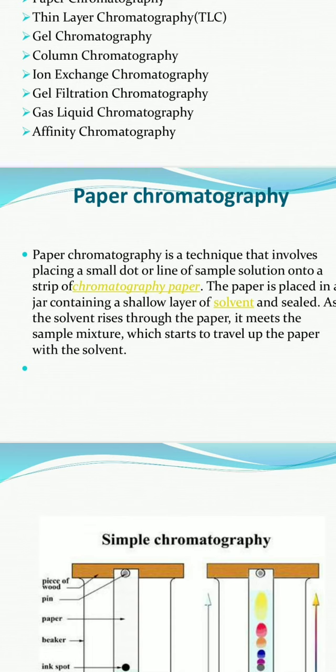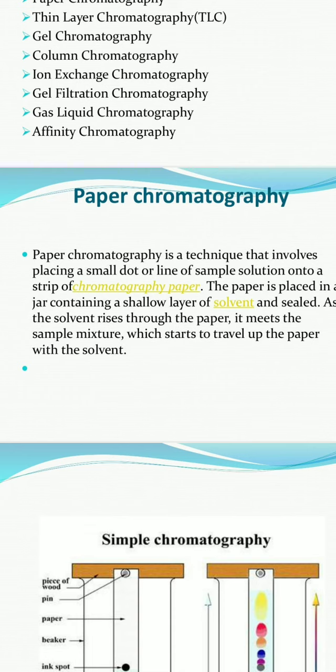So in paper chromatography, we generally use paper, either cellulose paper or any type of paper, or Whatman paper number 1, 2, 3, 4, 5 and so on, with total numbers from 1 to 20. Only any one of these papers is used for the separation of the molecules or substances.